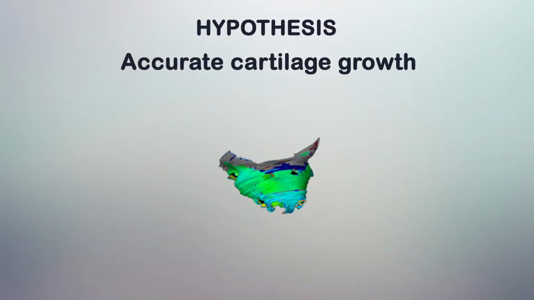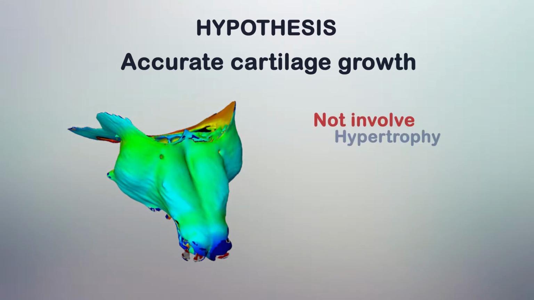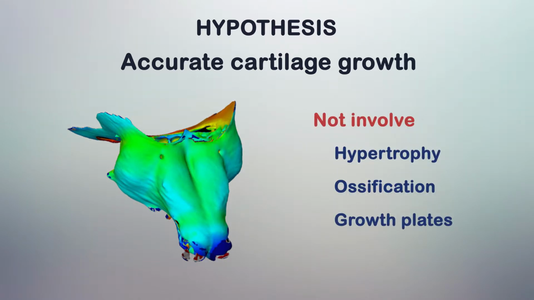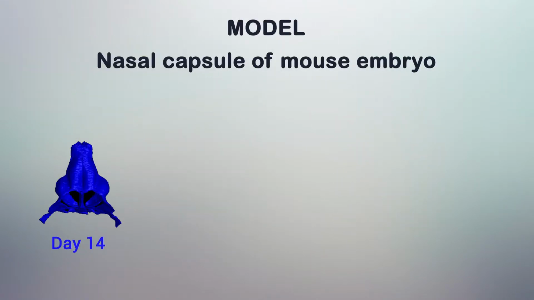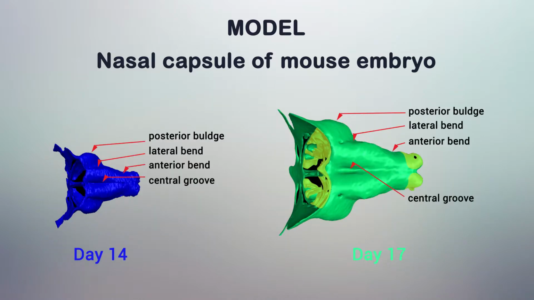We hypothesized that accurate cartilage growth might require alternative cell dynamics that do not involve hypertrophy, ossification, or growth plates. The developing face provides a remarkable variety of cartilage geometries and sizes, and therefore may serve as a sophisticated model system to study the induction of complex cartilaginous structures.